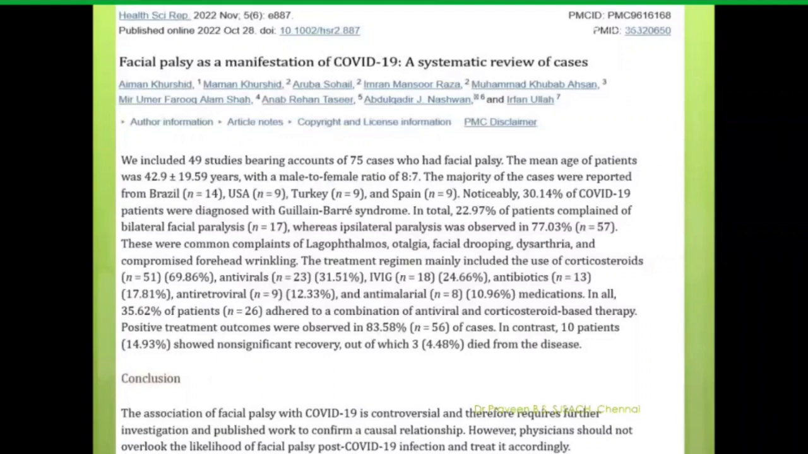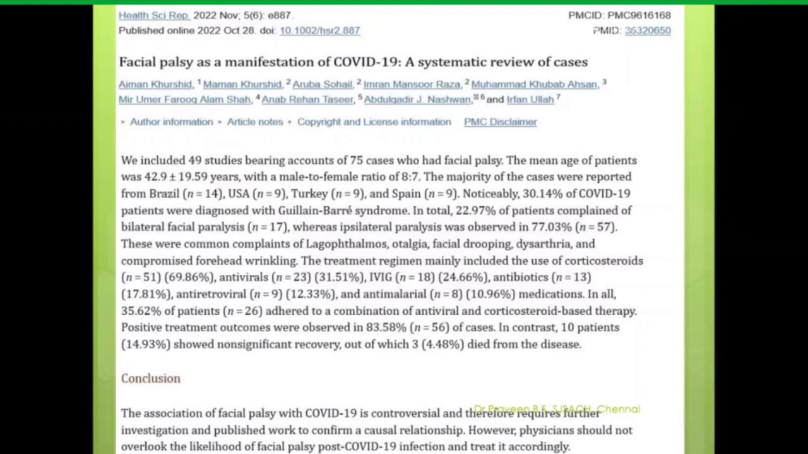In 2022, an article was published entitled Facial Palsy as a Manifestation of COVID-19, a Systematic Review of Cases. In this article, the authors have gone through various studies, 49 studies bearing accounts of 75 cases who had facial palsy. And ultimately, they came to a conclusion that there is a relation between COVID-19 and facial palsy.